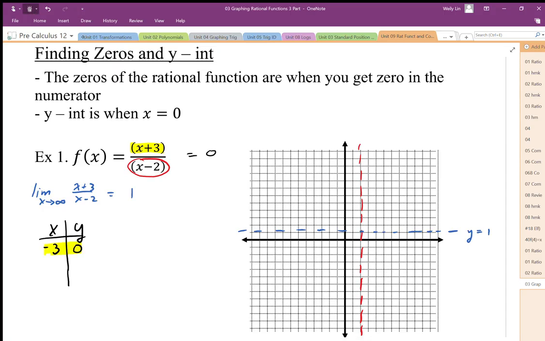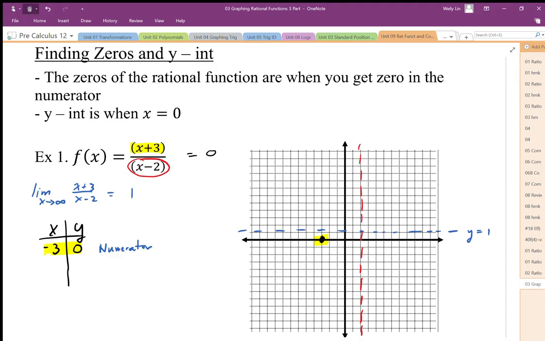And I'm going to draw that in, so I have an x-intercept at -3. And that comes from the 0 in the numerator. Okay, so I'm just going to make this explicit. This comes from the numerator. So our asymptote comes from the denominator, our zero comes from the numerator.